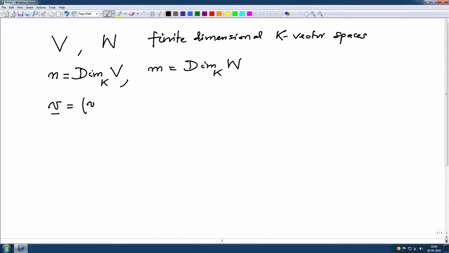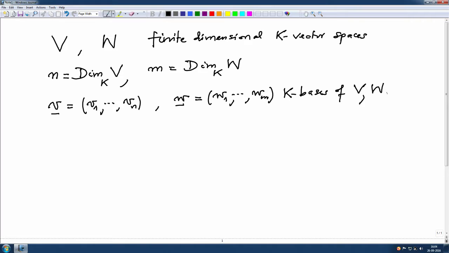It will have n vectors V1 to Vn. I want to write in this way because I want to keep track of who is the first element in a basis and so on. And W, this is the basis of W, W1 to Wm, K bases of V, W respectively. And suppose now I have a linear map F from V to W, a K linear map.